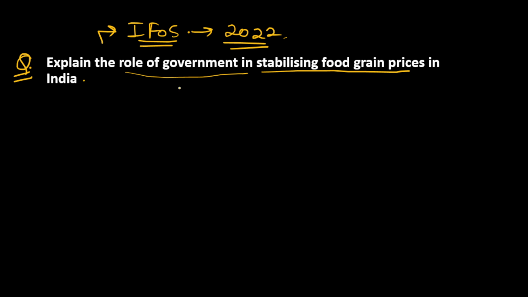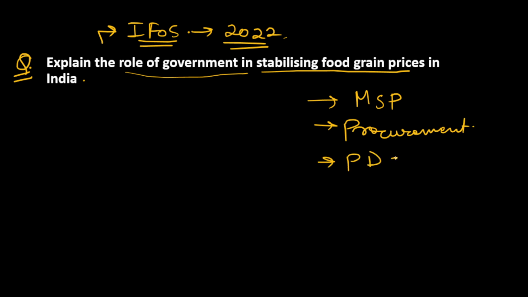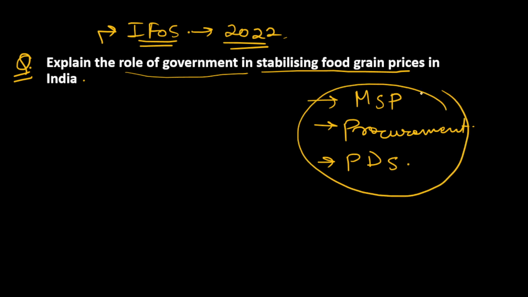Although they have not asked these types of questions previously, on the role of government in stabilizing food grain prices, certainly they have asked questions on MSP which have impact on this. They have asked questions on procurement. They have also asked questions on buffer stock. They have asked questions on PDS. So these are the things which certainly have the impact on prices also.